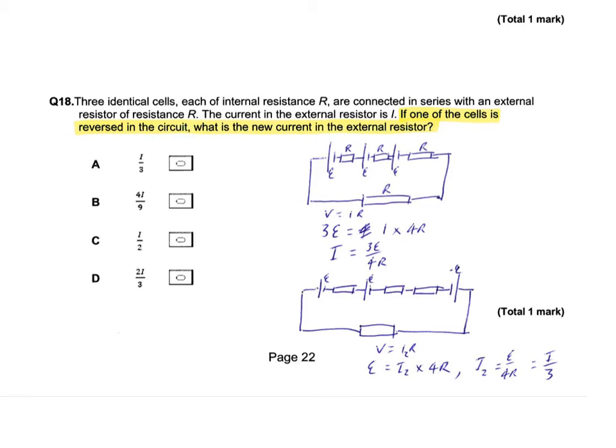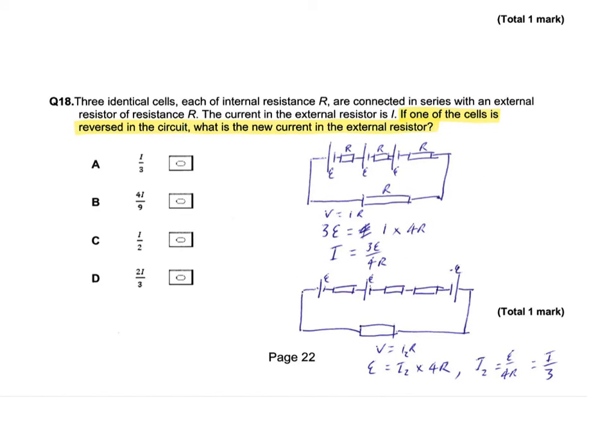I've drawn it out again with two cells pointing in one direction but one pointing in the other direction. That means that the total EMF now will be epsilon plus epsilon minus epsilon. We've got a minus epsilon EMF there. So if I do V equals IR this time, I've only got epsilon, not 3 epsilon. That's going to be I times 4R. And so the current is going to be epsilon upon 4R, which is a third of the current it was in the original.